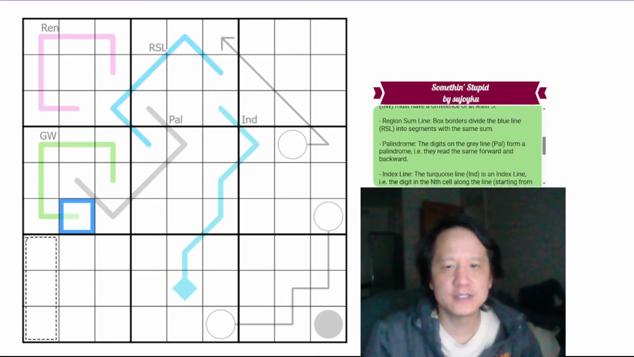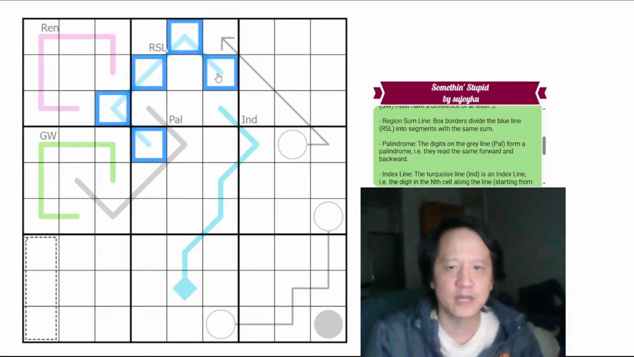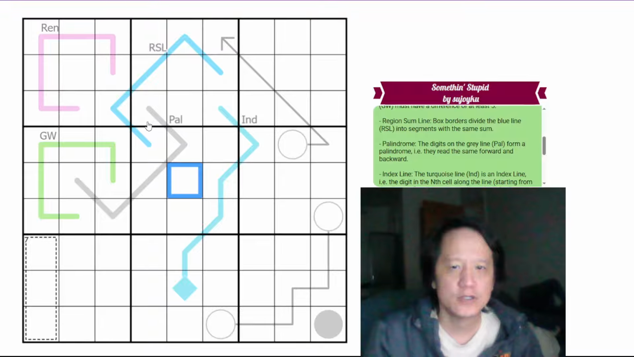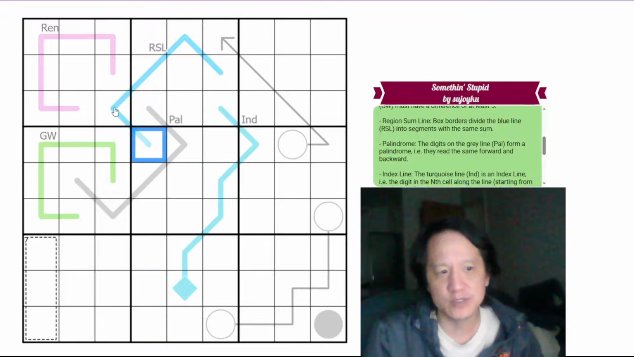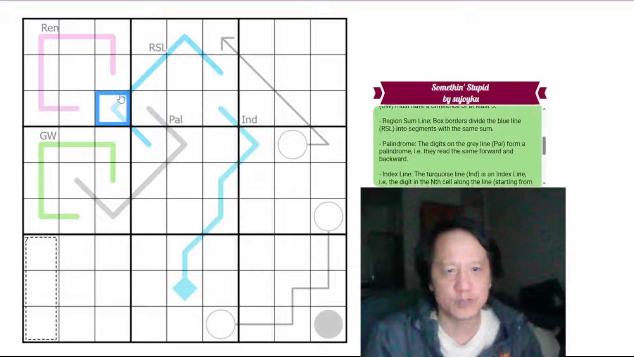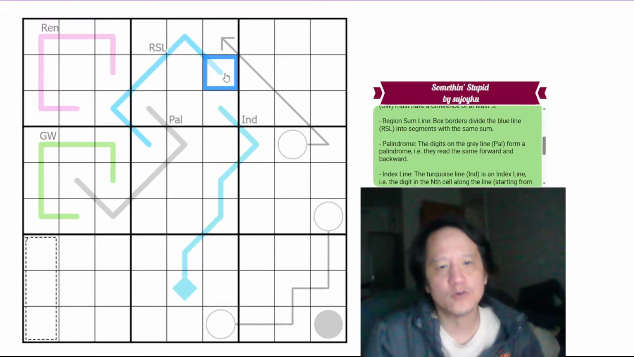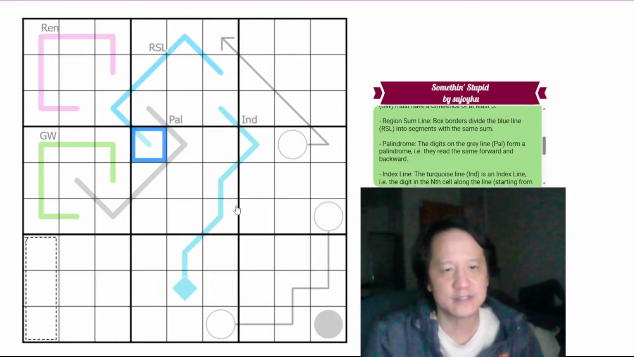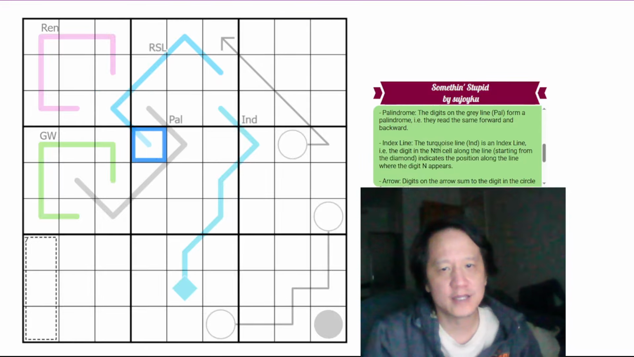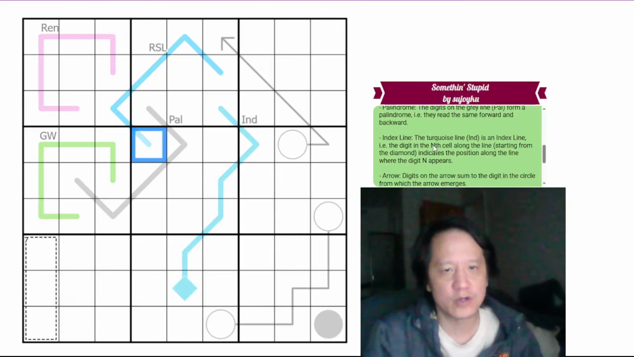We have region sum lines, where box borders divide the blue line, RSL, into segments with the same sum. So this is a segment which must sum to the same sum as this segment, which must sum to the same sum as this segment. So remember, these three add up to the same sum as this segment does, which adds up to the same sum as this segment does. And that's how region sum lines work.